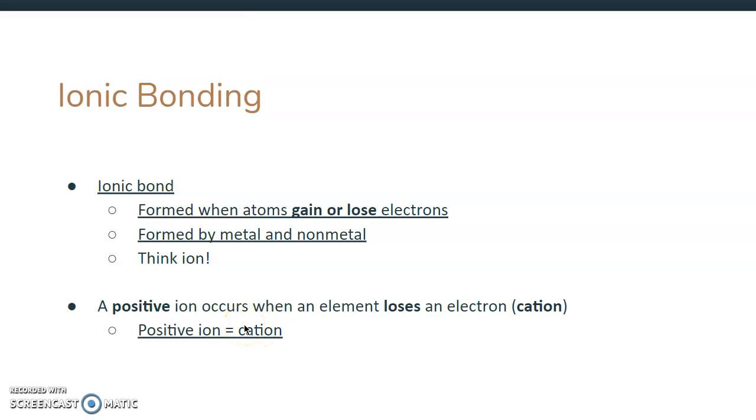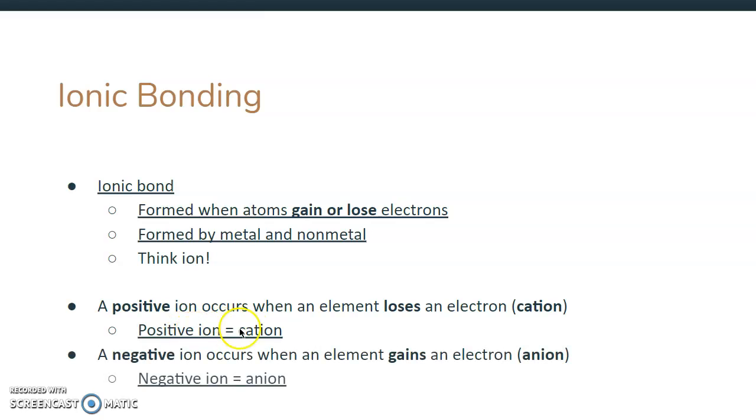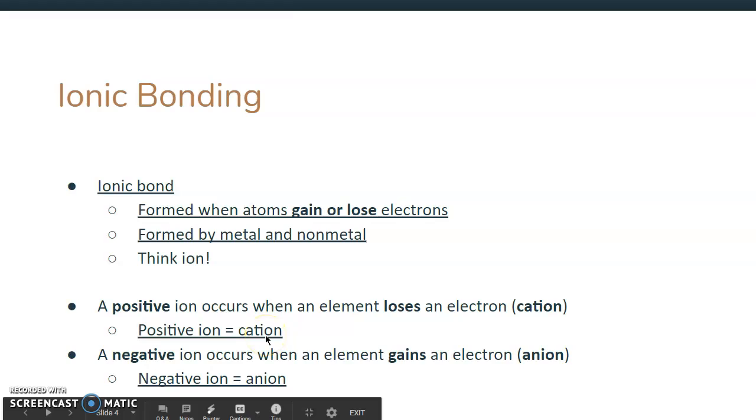Cation is just another term so that instead of saying a big long word of positive ion, we can do a shortened version, cation. And then if a negative ion occurs, when an element gains an electron, it's an anion. So negative ions are anions. Just some new words that we haven't used before with cation and anion, but they're going to be important.